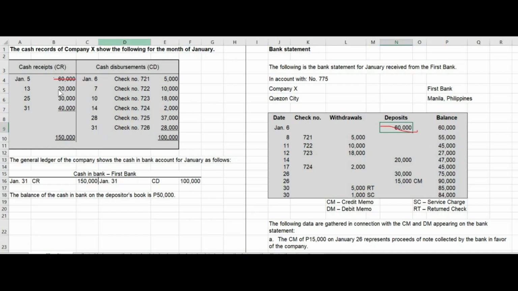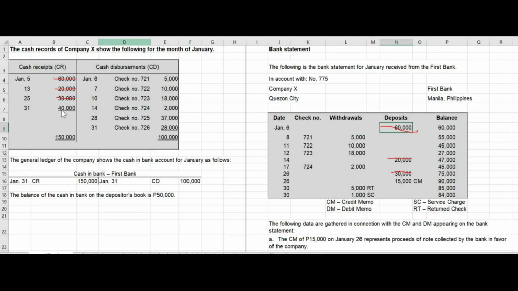Okay, next. Another is yung cash receipts natin nung January 13. So, check lang natin, yung 20,000 ba nag-reflect na doon sa bangko? Yes, nandun na sa January 14. So, tick mark na natin yan. Another, yung deposits nung January 25 or cash receipts ng January 25, check natin kung meron dito. Meron na, nag-reflect siya noong January 26. So, cross out lang natin.